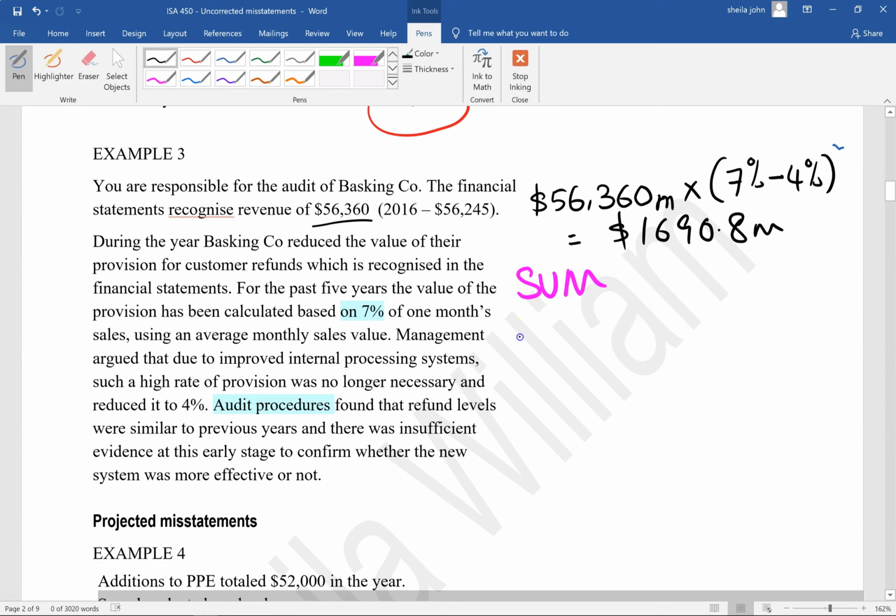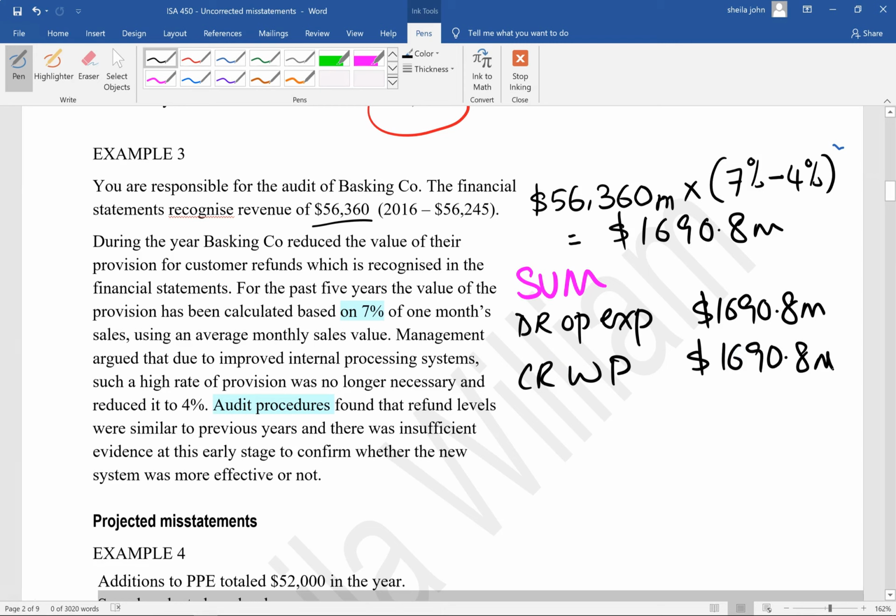So here we're going to debit operating expenses, 1690.8 million, and credit warranty provision of the same amount. All right, so this one comes under judgmental misstatement. Of course, we need to ask the client for proof of why they have reduced it to 4%, because as far as audit procedures are concerned, we have found insufficient evidence to support that.